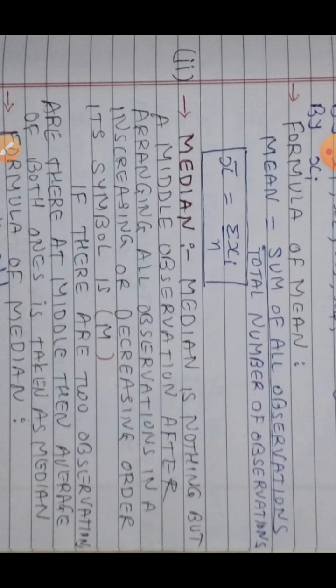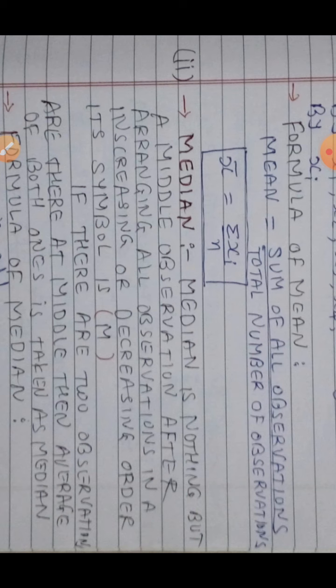Median is nothing but the middle observation after arranging all observations in increasing or decreasing order. So either you have to arrange the observations in increasing order, otherwise in decreasing order. But anyway, you have to arrange the observations first of all. Then only you can find the median. Many students make a mistake. Without arrangement, they just pick out the middle observation and give that as the answer. But that is obviously wrong.